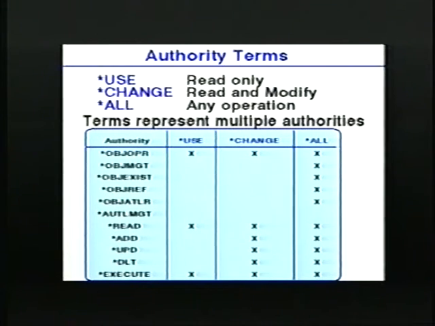Change authority says not only can you read, but you can modify the contents of an object, and that is object operational, and all of the data authorities: read, add, update, delete, and execute. And the final authority term is all. All includes every authority, with one exception. It does not include authorization list management authority, that's special authority for authorization lists. But with all authority, if you grant a user all authority, they can go out and delete the object, rename the object, have complete access to an object.